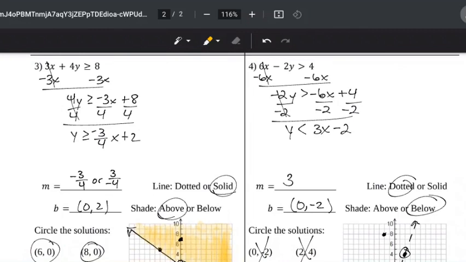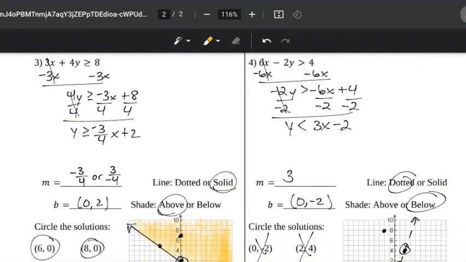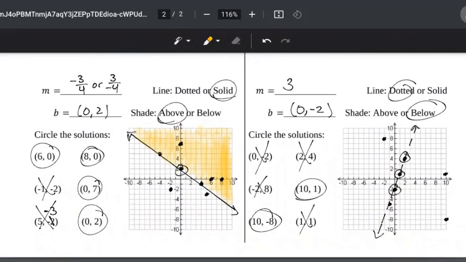All right, welcome back. Let's go ahead and check out the answers to 3 and 4. So in problem number 3, we solve, and there is no sign flip when we divide, so it stays greater than or equal to. We get a slope of -3/4. Our y-intercept is 0, 2. It's a solid line, and we're shading above. If we take a look, here are our solutions: 6, 0; 8, 0; 0, 7; and 0, 2. So 0, 2 is our y-intercept. As you can tell, it looks like it's a little bit off the line, but it should be right on the line because that is our y-intercept.